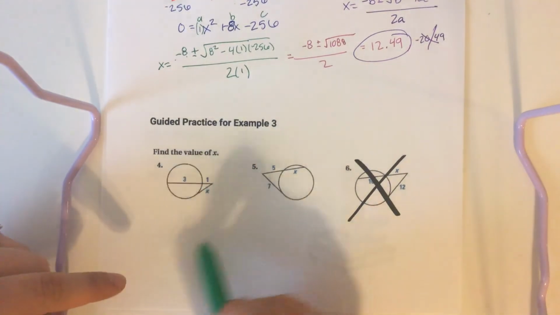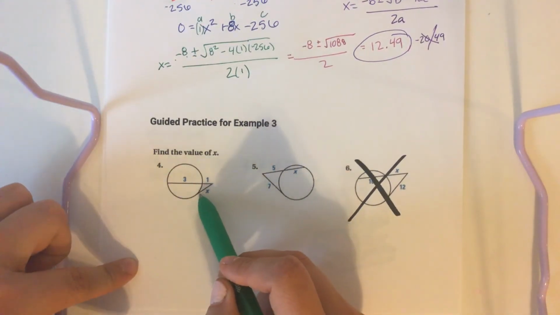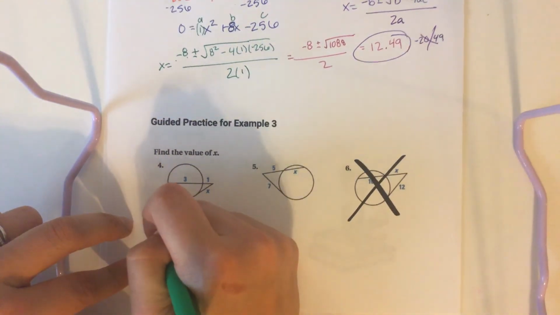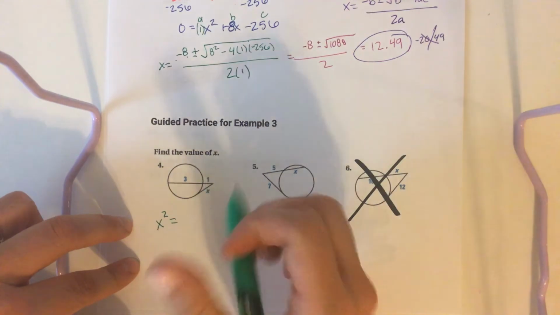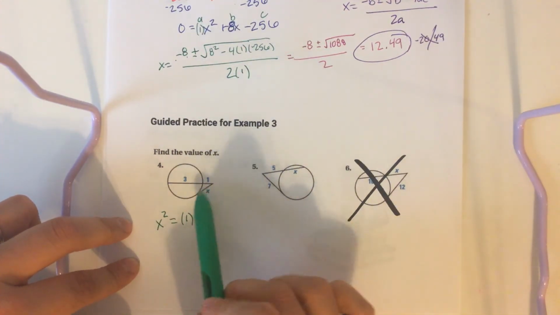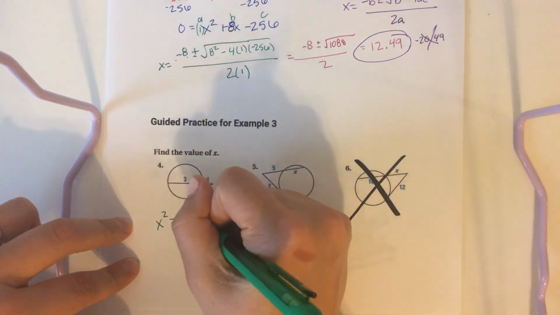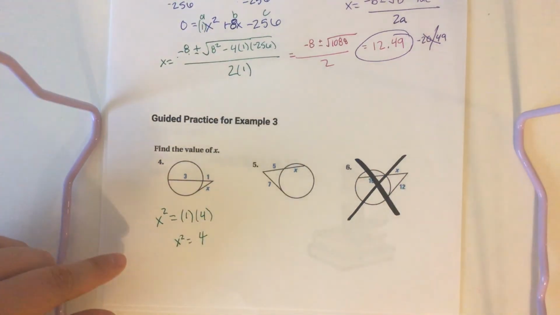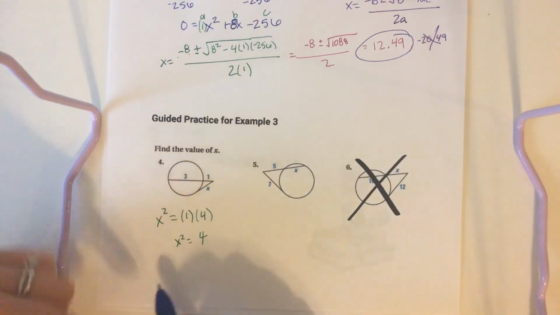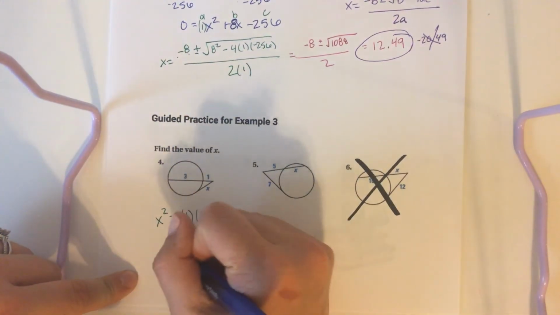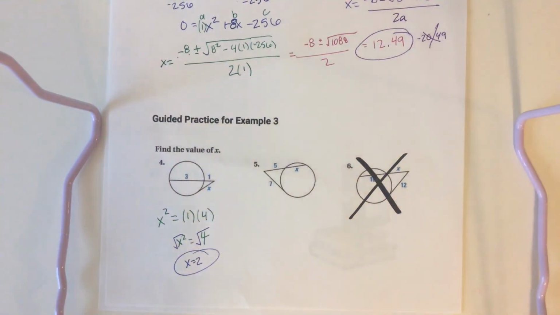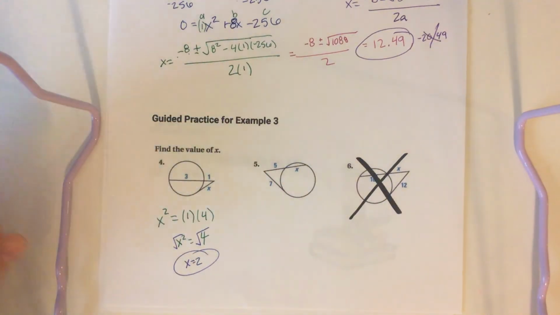Okay, so right here, number 4, we're going to square the piece that's just outside, the tangent piece. So we're going to have x squared equals the part, so 1, times the whole, 3 plus 1 to give us 4. So we have x squared equals 4. And since there's not another x, we can just say, okay, well, the opposite of squaring something is taking the square root. The square root of 4 is 2.